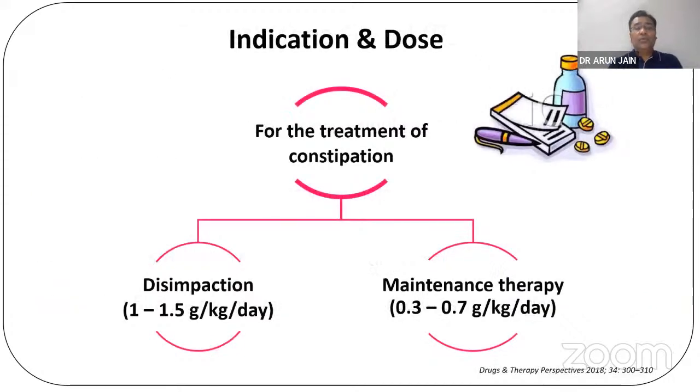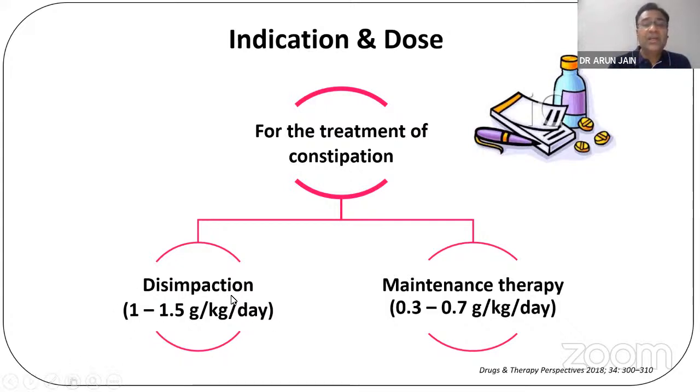Now it is used both for disimpaction as well as maintenance therapy. For disimpaction we have only one drug, that is PEG. In maintenance we can use either lactulose, lactitol or PEG, but PEG is the drug of choice nowadays in children more than 1 year. So this dose is very important.